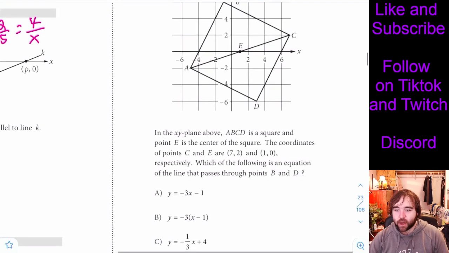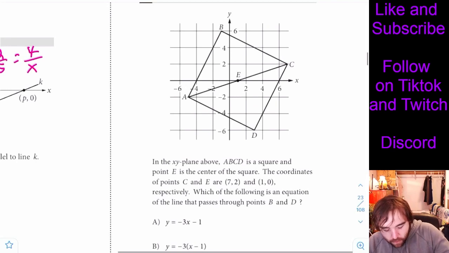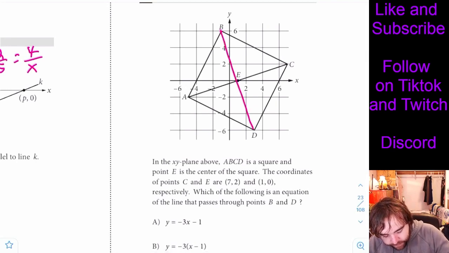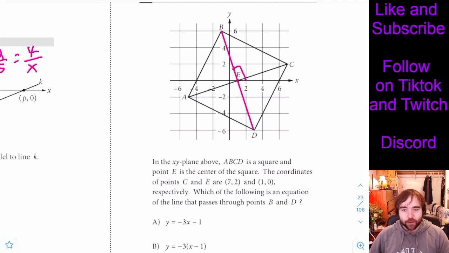All right, what's going on here? So we got to write an equation of a line, looking at the answer choices. Which of the following is an equation of the line that passes through B and D? Okay. Well, one thing we know, which we can see if we draw that line, the diagonals of a square are always going to be perpendicular. So we know those have to be perpendicular. So then the other question is, what's the slope going to be if those have to be perpendicular?